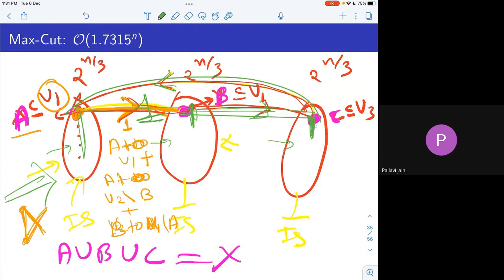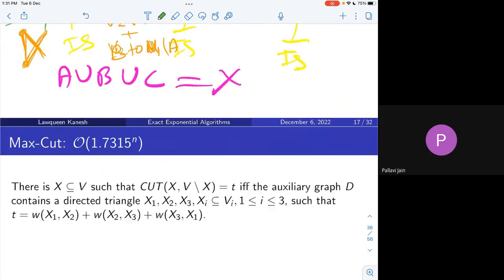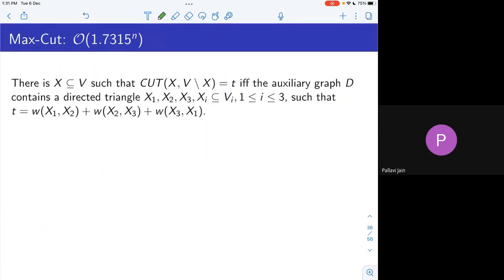So basically what we have done now is reduce our max cut problem to finding a triangle in this auxiliary graph. But what is increasing our running time is that the number of vertices in this auxiliary graph is a lot. Okay? So what we can do is, we might not know the weights of this triangle's edges. We can guess that, right? The weights we can just guess.